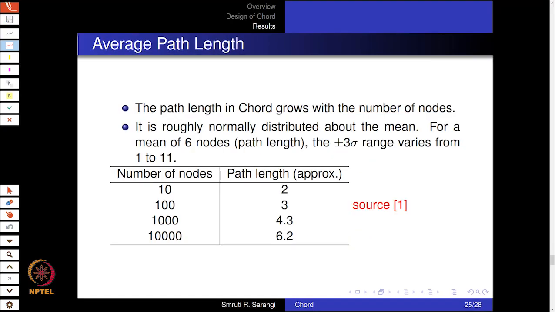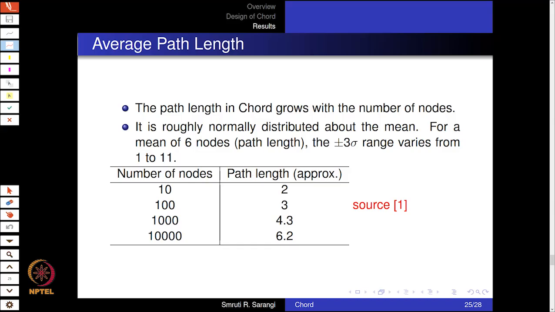So the path length in Chord grows with the number of nodes. If you see the paper, it will show that it is roughly normally distributed about the mean. So for a mean of 6 nodes, mind you, for a similar network, the path length in Pastry was much lower. The path length in Chord is slightly more.